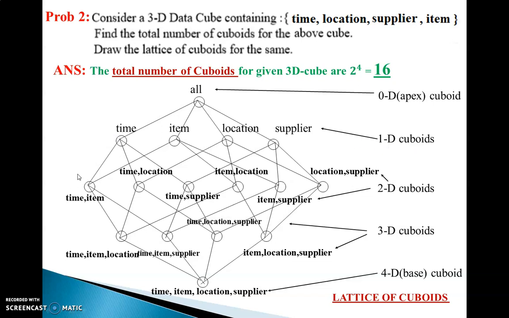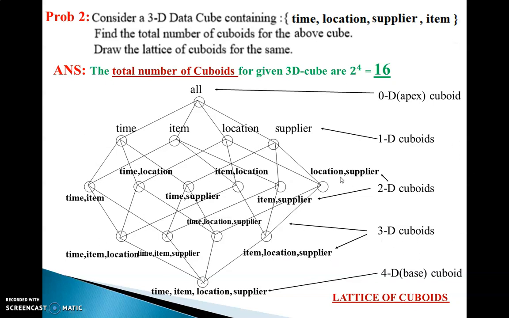Then I combine time and item, time and location, time and supplier and so on. At the next level I get 2D cuboids. Then the next level is 3-dimension cuboids. I combine time, item, location; time, location, supplier; and item, location, supplier. This is how I get the 3D cuboids.